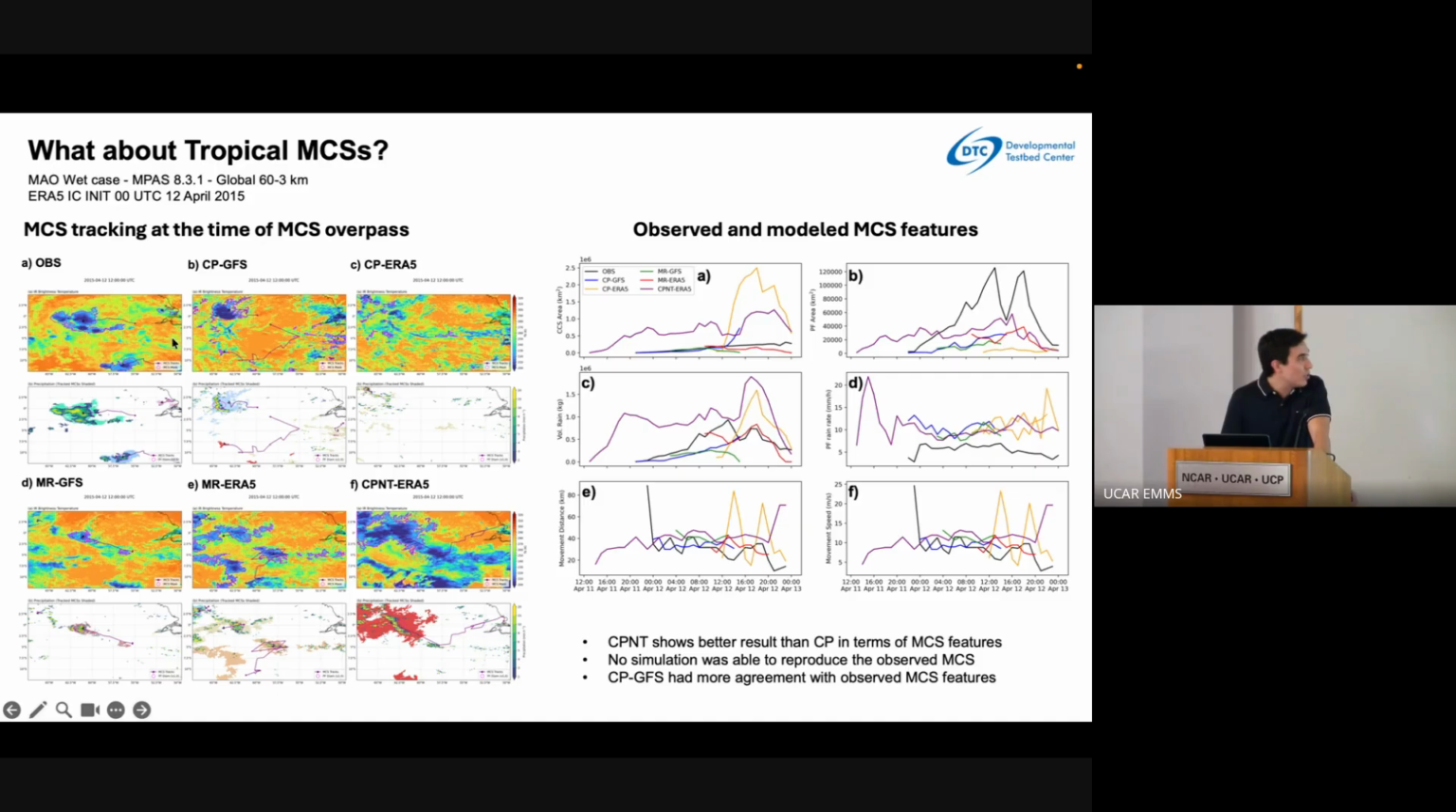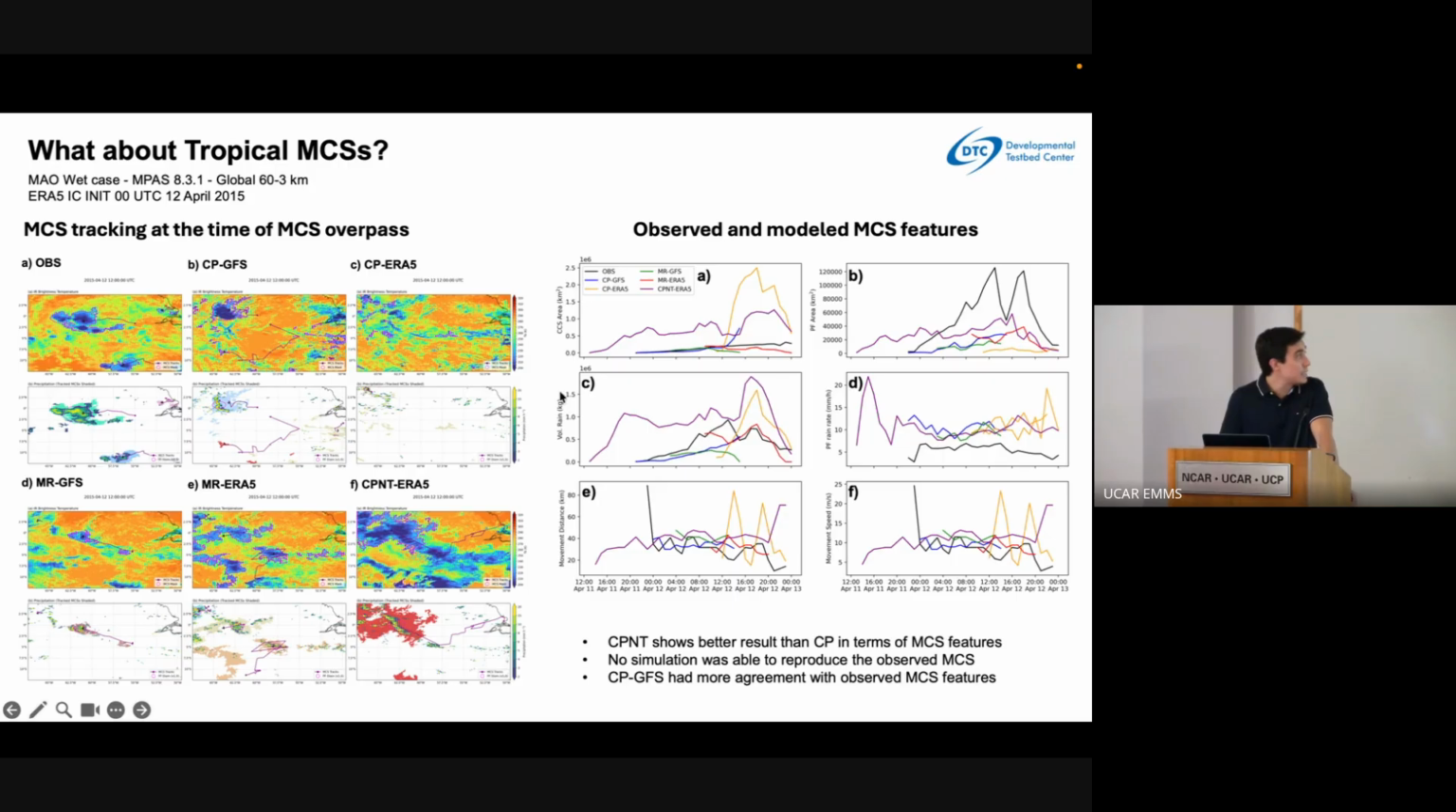So the model is showing really different brightness temperature structures. Here we tested not only ERA5, but also GFS, sorry. And we tested the convection permitting physics suite and the MR. And also we changed the convection parameterization in the convection permitting physics suite from Grell-Freitas to the new Tiedtke. But basically, as you can see here, it is very difficult to reproduce the MCS features in these Amazon cases.